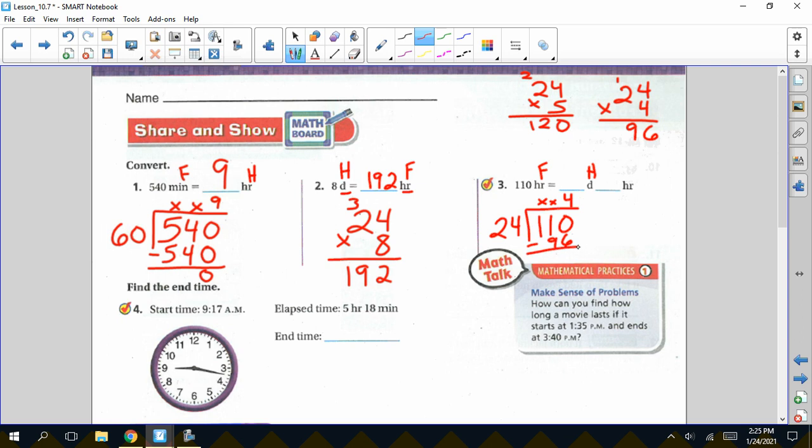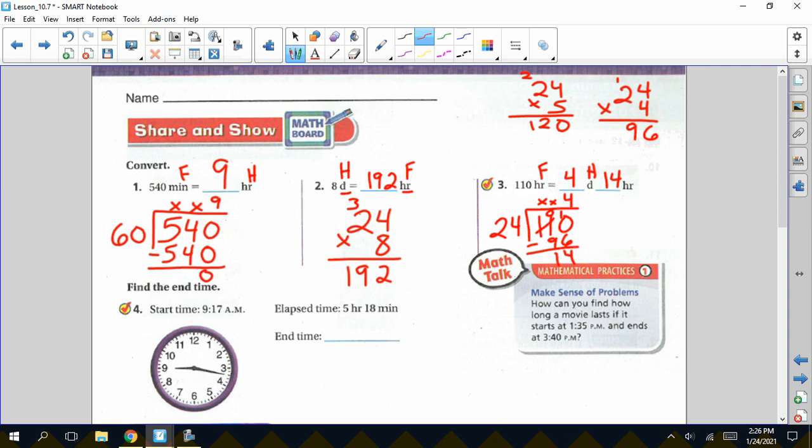We subtract. Borrow from this. That becomes 4, and 10 minus 9 would give me 1. So we would have 4 days and 14 hours left. 4 days, 14 hours, which is the same as 110 hours.